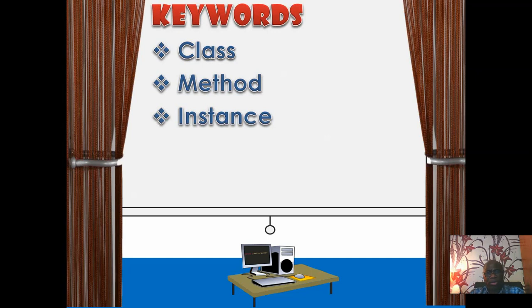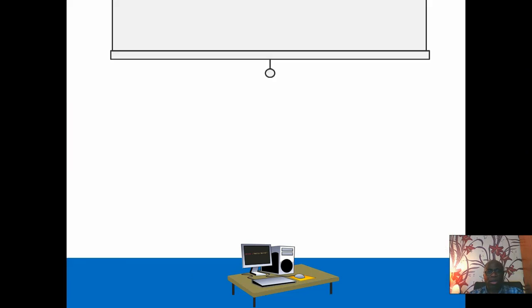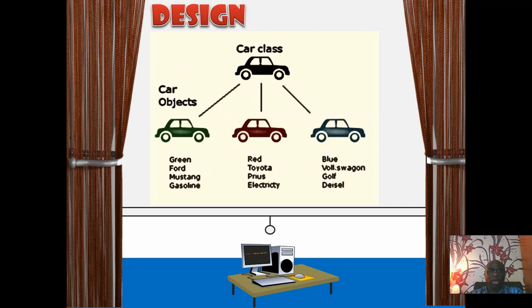Now, there are some important key concepts you need to learn, and most of the time I'm going to be using all those keywords as we go along. The first is class, the second is known as the method, and then the instance. Now, what exactly do we mean by a class? A class basically is a collection of objects.